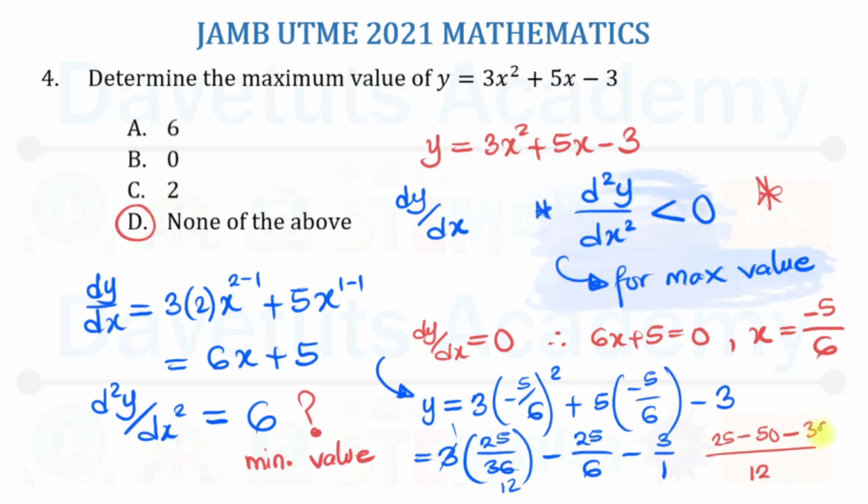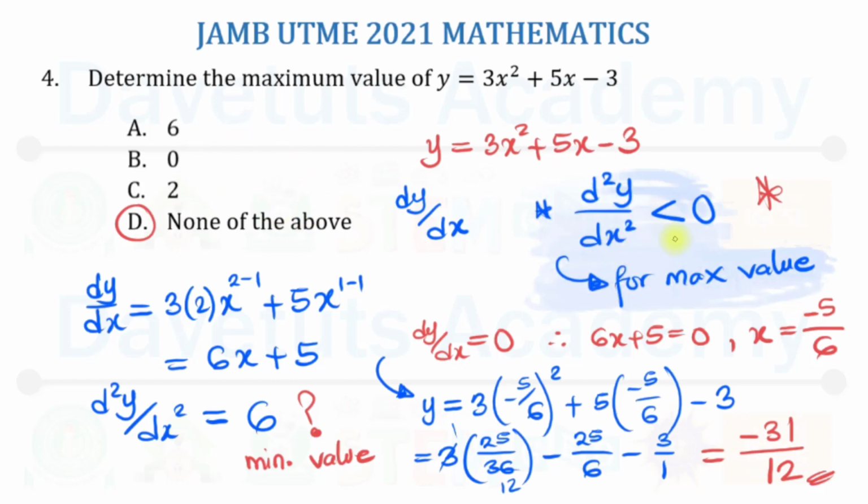times 3 is 36. See, you have 25, you have minus, so this is going to give you something that is actually a negative number. Maybe like 25 minus 50 is minus 25, minus 25 and 36 will be minus 61. So what you have here is minus 31 over 12, or something like that. It's even a negative number, and that is not included in the options that you have here.